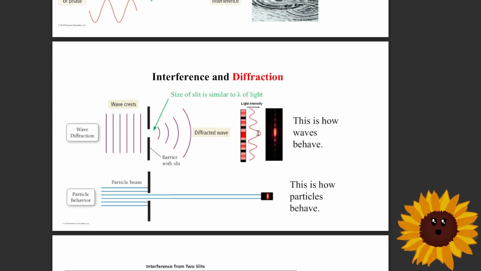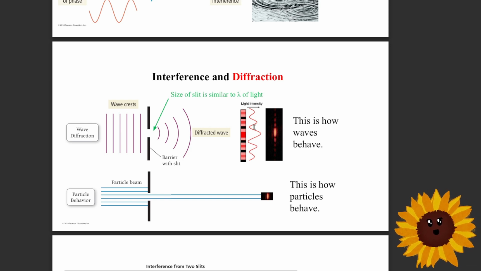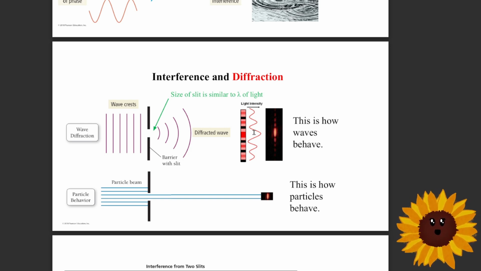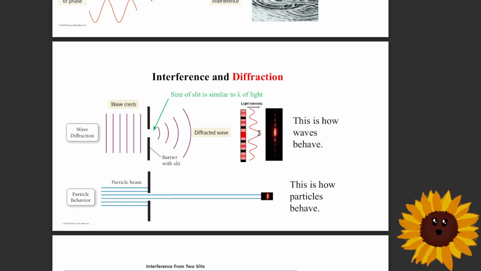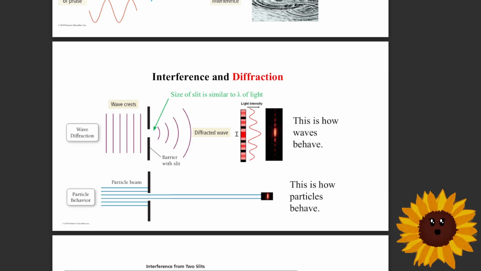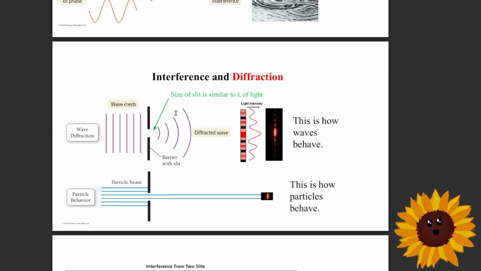So this is basically the center point of impact of that rock hitting the puddle. This is that center point. This is the most intense point that you're going to have for a diffracted wave. Diffracted just means bent.